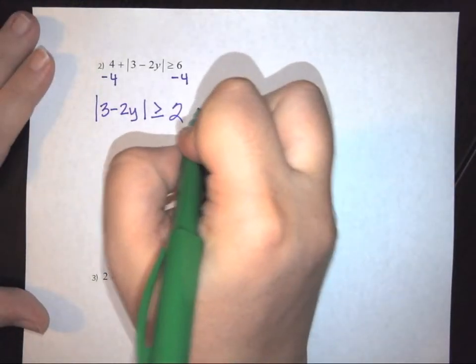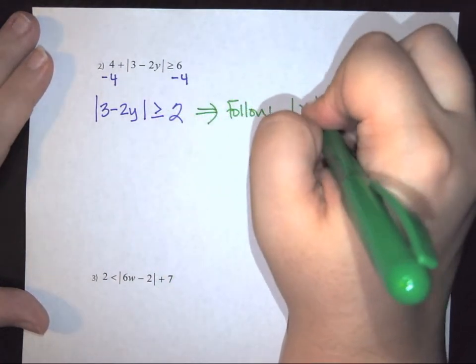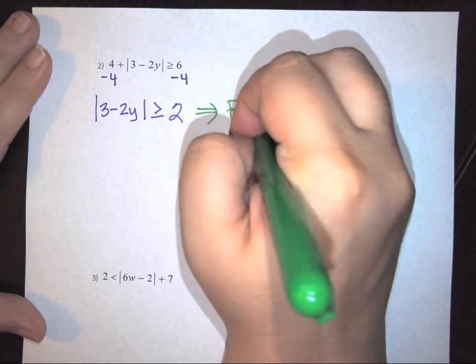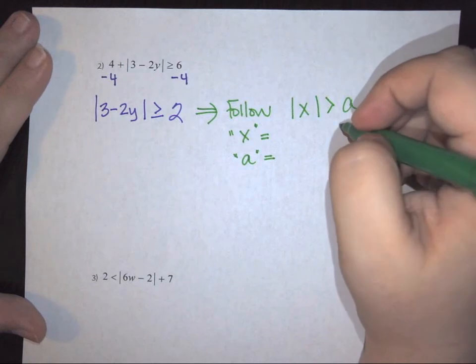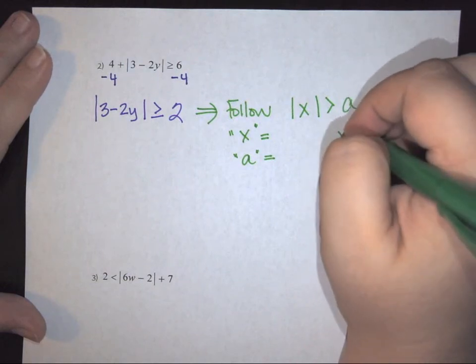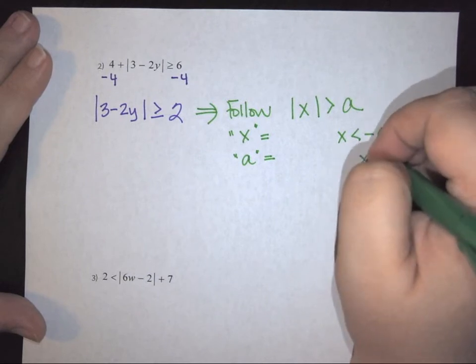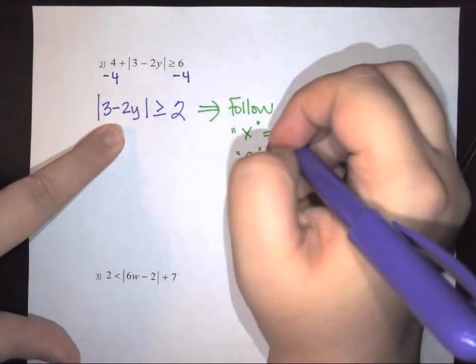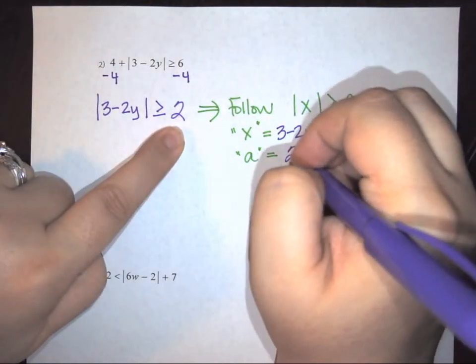And so when we look at this, we are going to follow the rule: the absolute value is greater than my A term. Again, we need to be able to identify X, and we need to be able to identify A, so that we can follow the rule X is less than negative A, or X is greater than the positive A. In identifying this, remember X is the juicy center inside, so this is going to be 3 minus 2y, and A is going to be the constant. In this case, it's a 2.